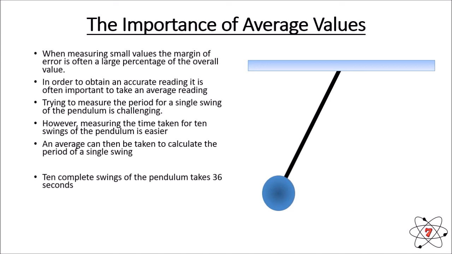So 10 complete swings of this pendulum takes 36 seconds. So the period of one swing is 36 seconds divided by 10, because we have 10 swings, which gives us a period of 3.6 seconds. It's much, much easier to determine an average value than it is to try and measure once where you have a large error.